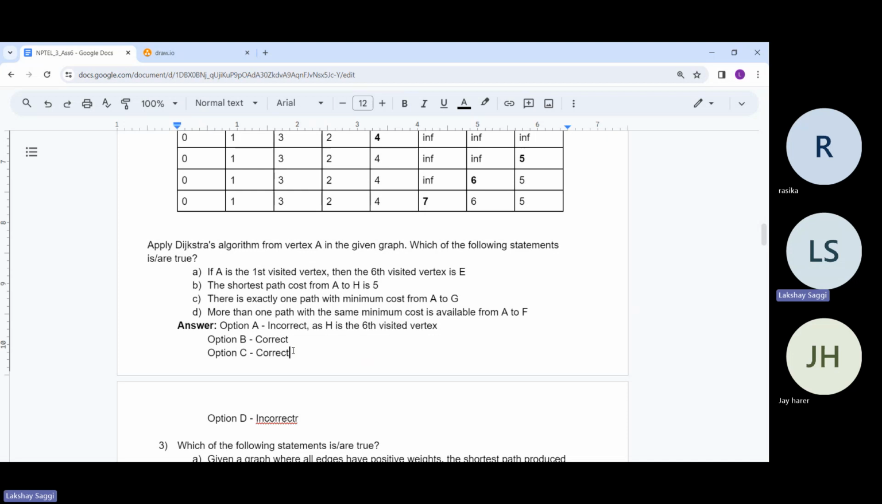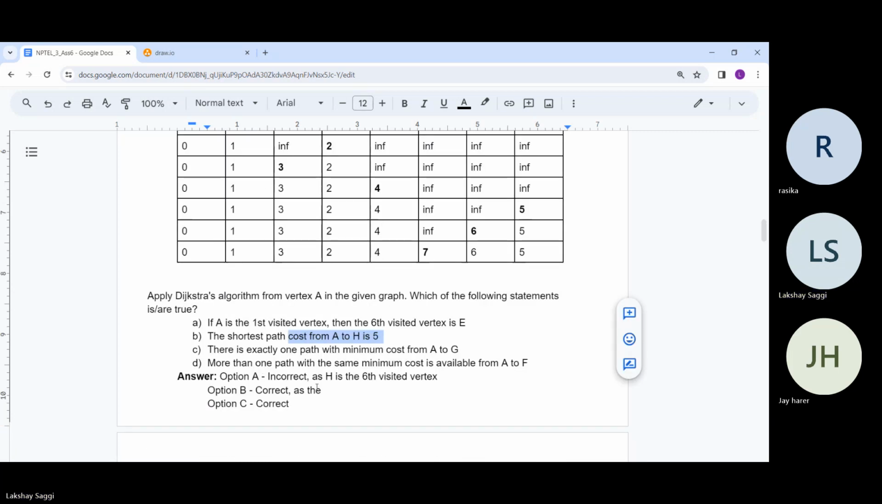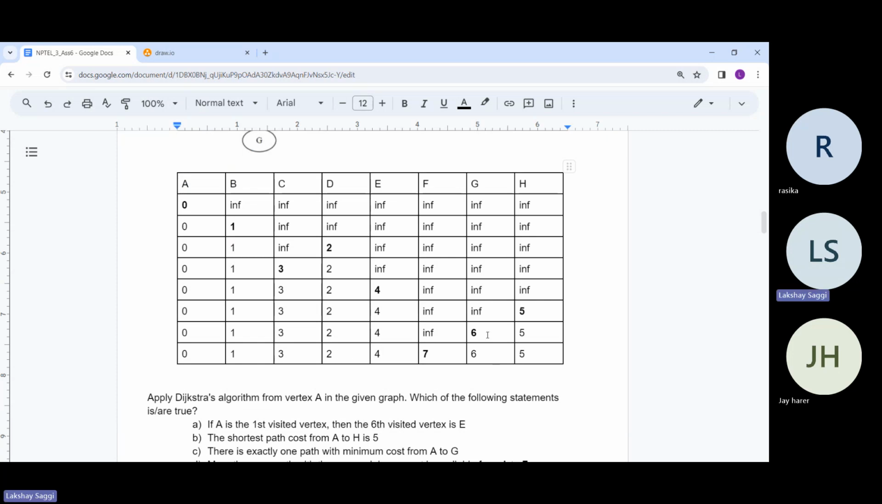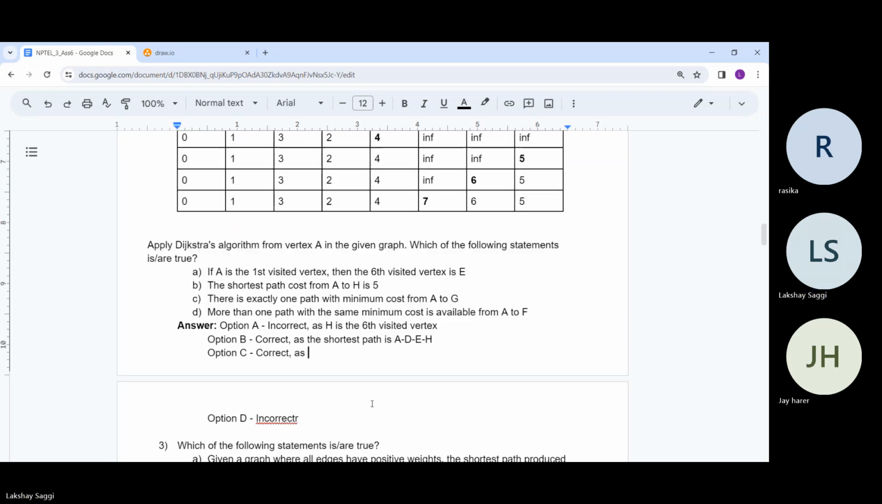So option B is correct, that the shortest path from A to H is of length 5. And what's the shortest path? The shortest path is ADEH. Similarly, exactly one path with minimum cost from A to G is of length 6, and the path is ADEG.